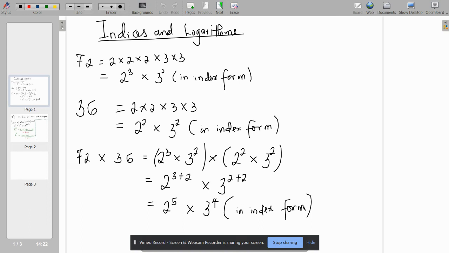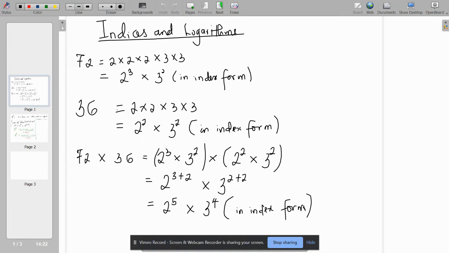Yeah, so in this video, I want to explain indices and logarithm. So I'm going to start with the basic thing you understand. Here we have 72. How do we express 72 as a product of its prime factors? We have it as 2 times 2 times 2 times 3 times 3. So in index form, this is written as 2 raised to power 3 and then 3 raised to power 2.